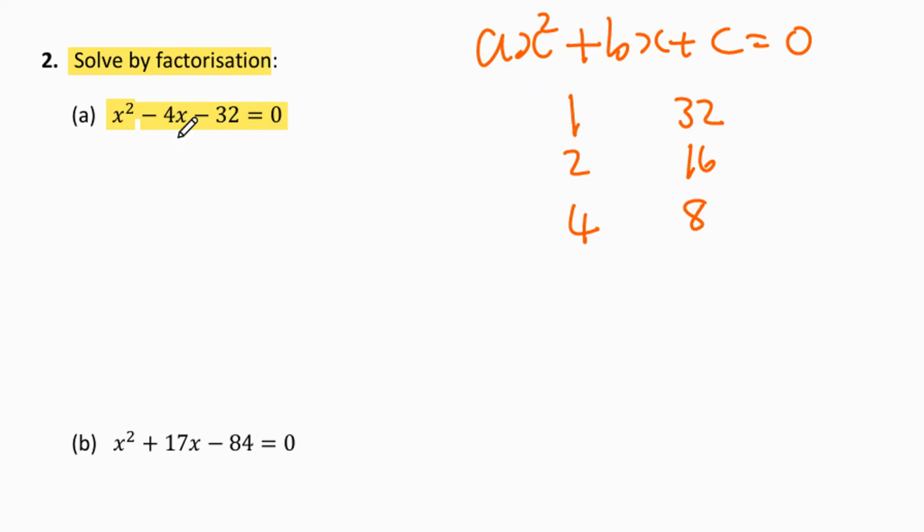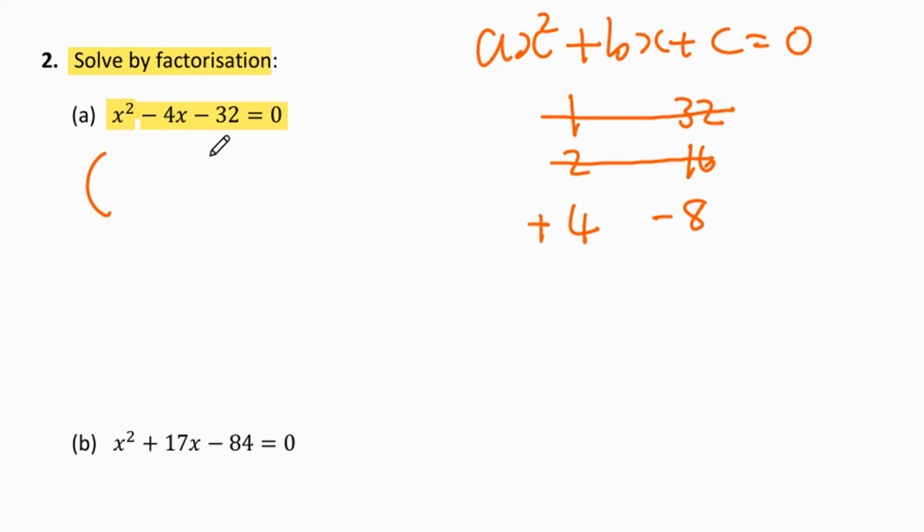Now we look at the x coefficient, it's negative 4. Which set of factors will give us negative 4 when we either add or subtract? 1 and 32 can't give us negative 4, whether we add or subtract. Neither can 2 and 16. 4 and 8 can give us negative 4 if the 8 is negative and the 4 is positive, because 4 minus 8 will give us negative 4.